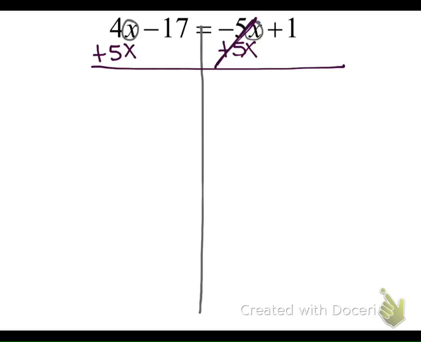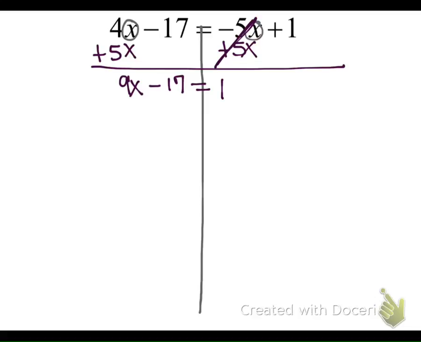On my left side, then, I go ahead and add. What's 4x plus 5x? 9x. And then what do I bring down? 17. Minus 17 equals just 1. And then the last step, according to your notes, step 3, solve as usual.